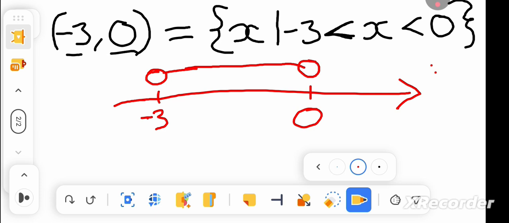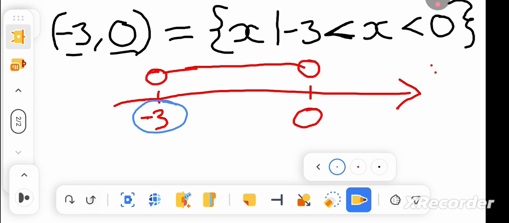Now if -3 was included, we would have shaded in that circle, but since -3 is not included, we are not going to shade those circles. Then here as well we have 0. If 0 was included, we would have shaded here, but since 0 is not included, we are not shading in those circles. So the interval is starting from -3 to 0.